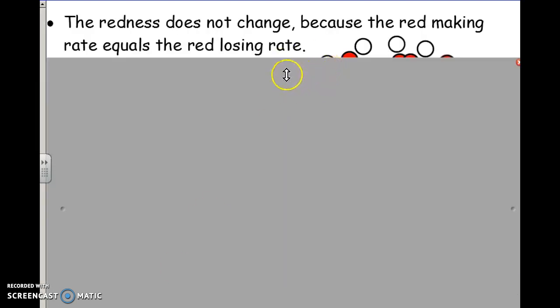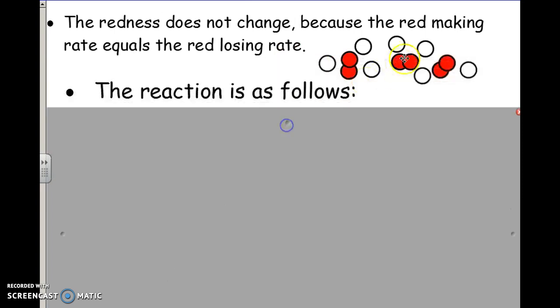The redness does not change because the red making equals the red losing rate. So again, this is what it would look like overall, so the red wouldn't change.